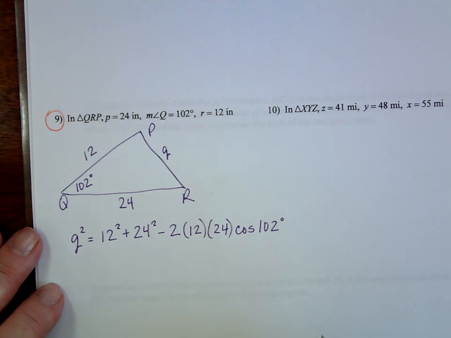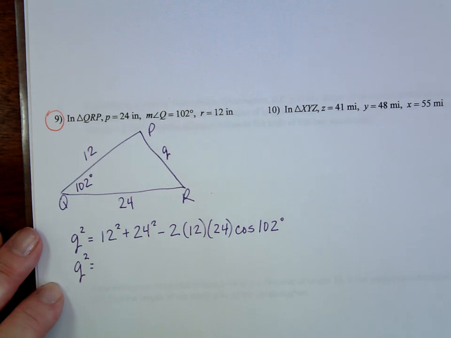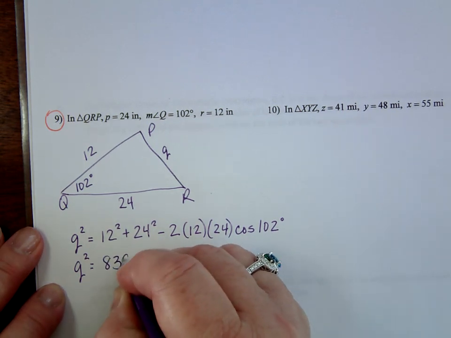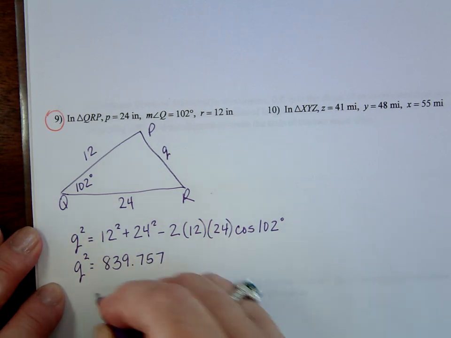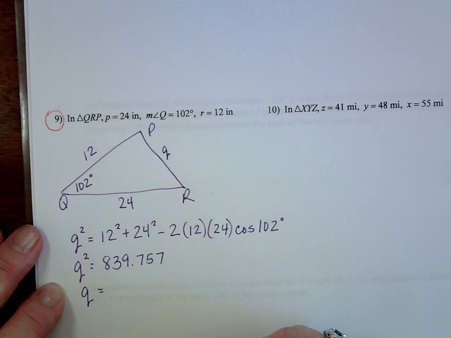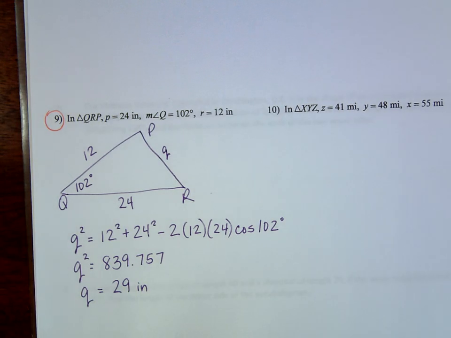So here we go. Toss it all in your calculator. You saw me do that just a few minutes ago with that big old one for finding little e in that last problem. This one comes out to be 839.757. That's what the square is. You want the square root. The square root comes out to be 29, and that would be, in the units they give you, inches. And so little q comes out to be 29 inches.